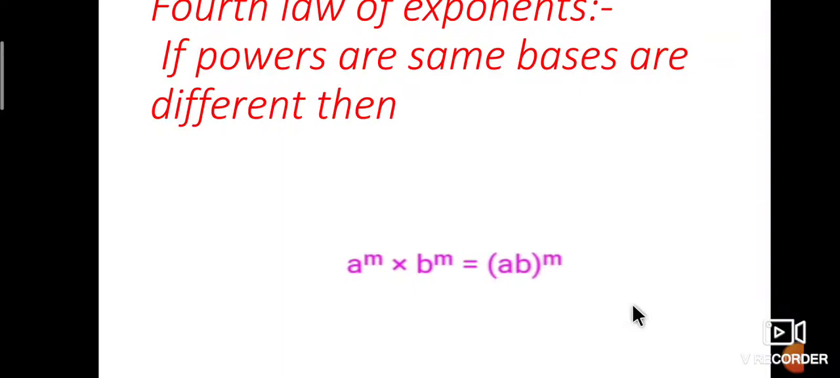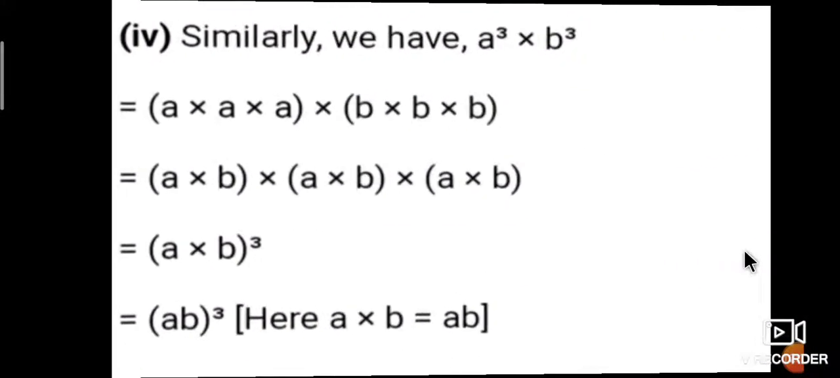Next, the fourth law of exponents. The fourth law of exponents is, if the powers are the same and the bases are different, then a to the power of m into b to the power of m is equal to (a into b) whole to the power of m. (ab) whole to the power of m.